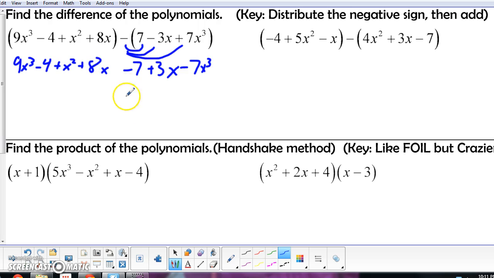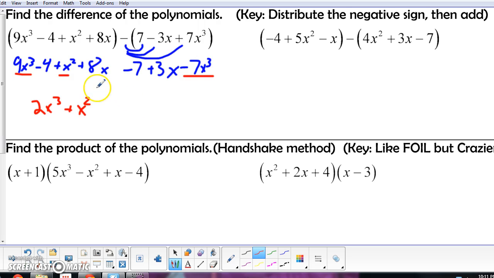So starting with the biggest exponent first, I'll go for the 9x cubed. And notice that I have a like term in negative 7x cubed. Putting those together, it gives me 2x cubed. Next, I'll look for a squared term. Well, here we go. We have x squared, and apparently that's it. So I got a plus x squared as the next term in my difference.